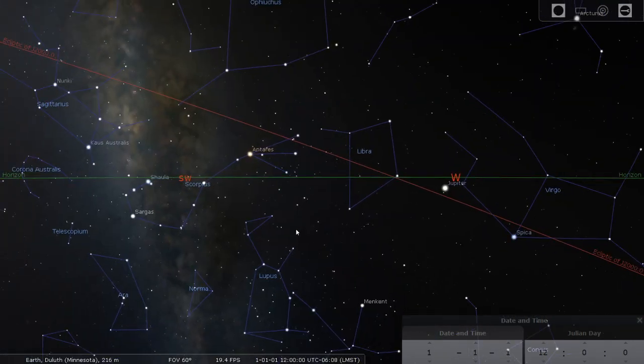All right, we got two more, Scorpio and Sagittarius. Scorpio is super cool. Here's his head and some claws, and then his body comes back this way with the tail curling around there.